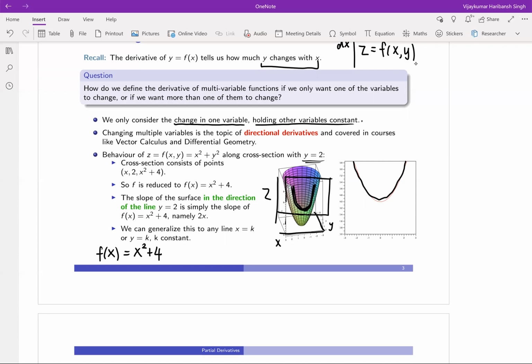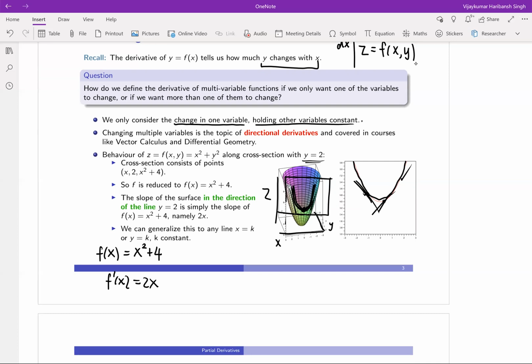Now the slope of the surface in the direction of y equals 2 is given by the slope of the tangent to this curve, at various points. We can generalize this to any line x equals k or y equals k, where k is a constant. In this case, the slope of the tangent is going to be f prime of x, which is 2x. So at any of these points, the slope is going to be 2x.